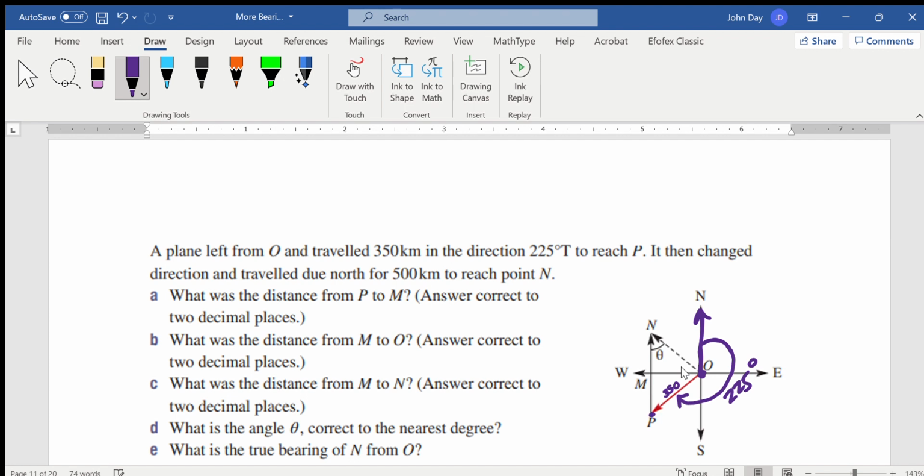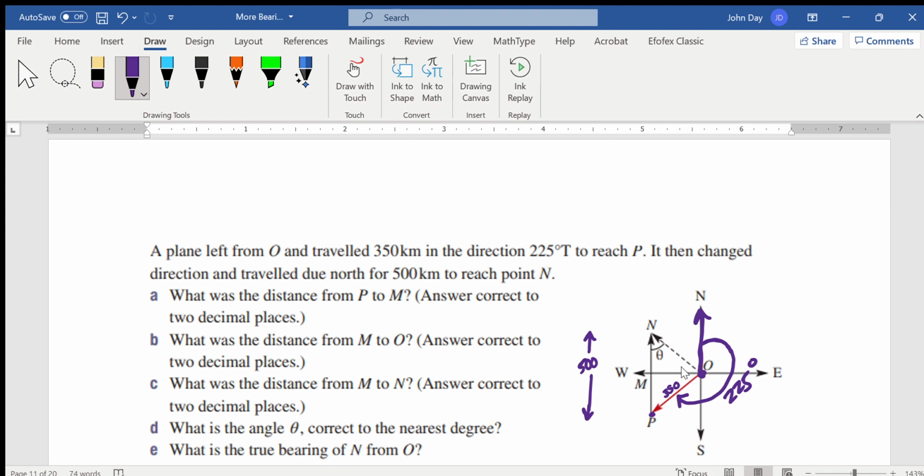which is down here. It then changed direction, travelled due north, like directly north. So on this it's straight up the page, because that's the direction north's marked in at, for 500 kilometres. So I'm going to write 500 there. That whole distance down from there to there is 500 kilometres.